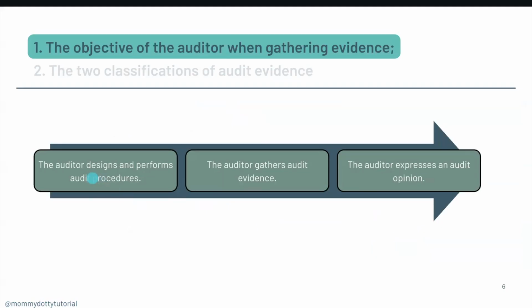The auditor designs and performs audit procedures to gather audit evidence. The auditor gathers audit evidence, and so the auditor expresses an audit opinion based on the gathered audit evidence. Simply stated, without these two, the auditor cannot express his or her own opinion.